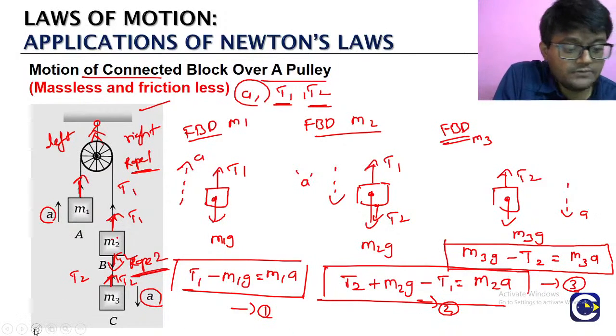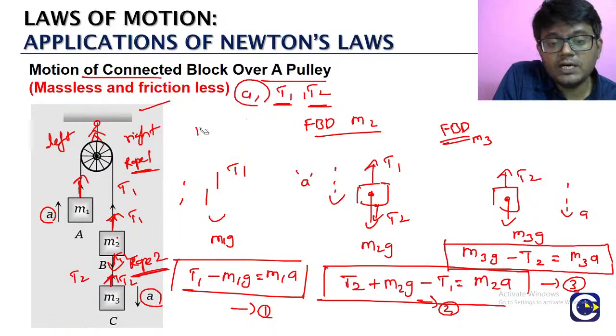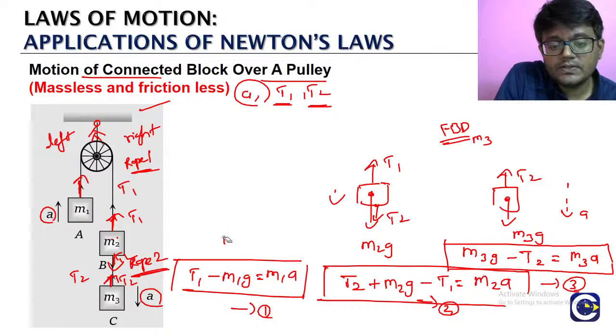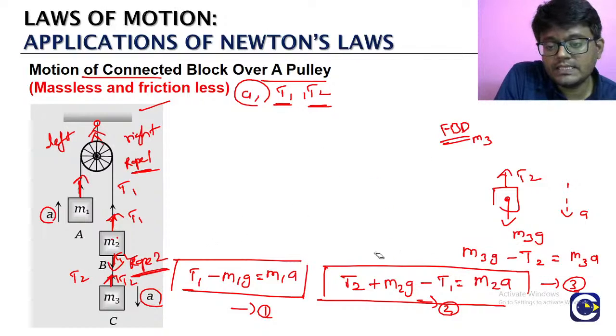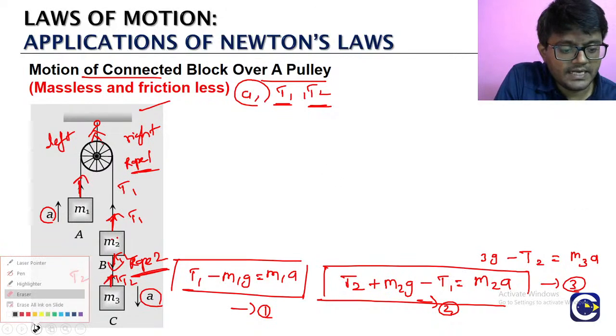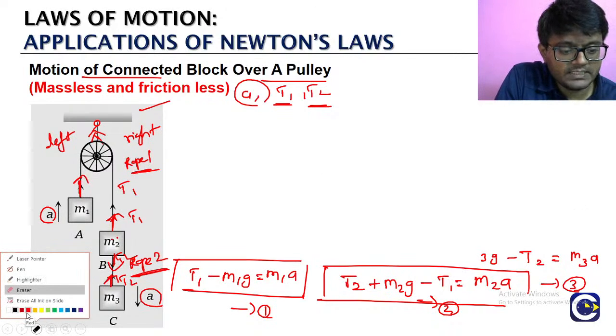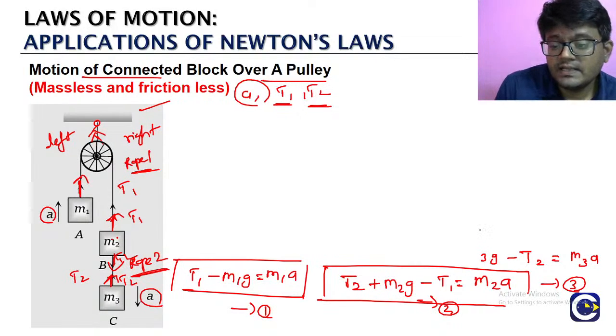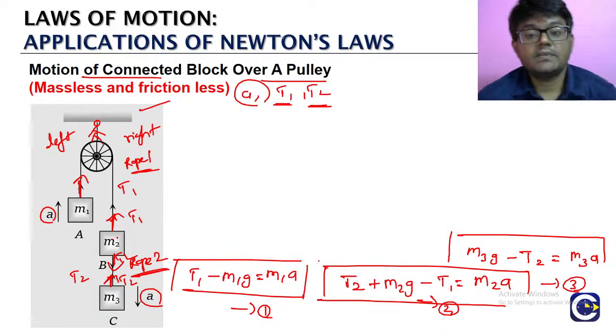Now that we have got the equations, I'll erase the free body diagrams, because the free body diagrams only help us to get these equations. Once we get the equations, we can erase them and go into the solving. I think I have erased equation 3 a little bit, so I'll write it down again. It is m3g minus T2 is equal to m3a. Okay, so this is equation 3.